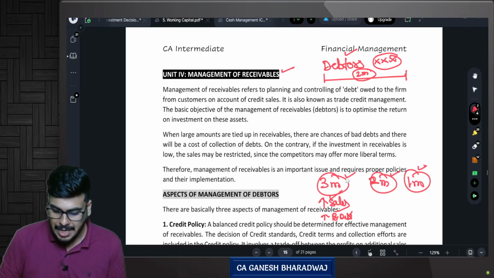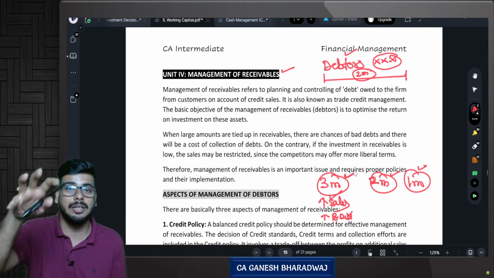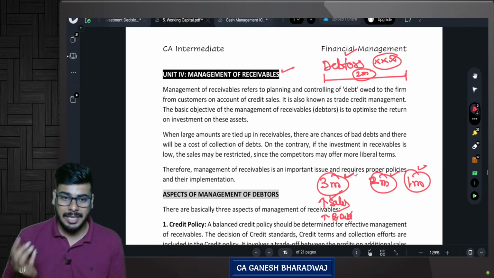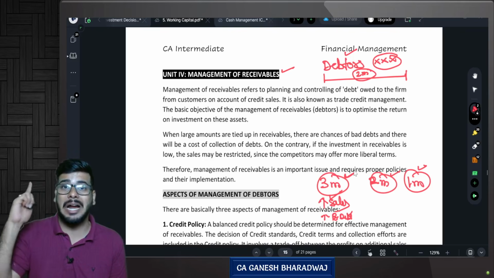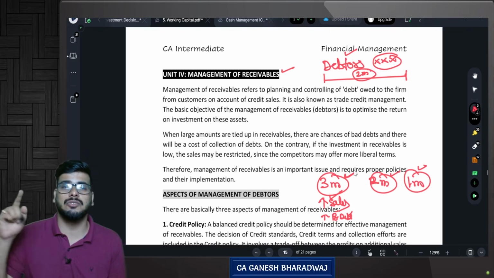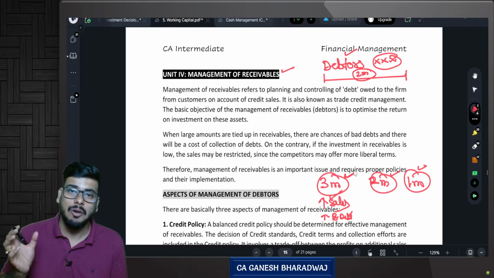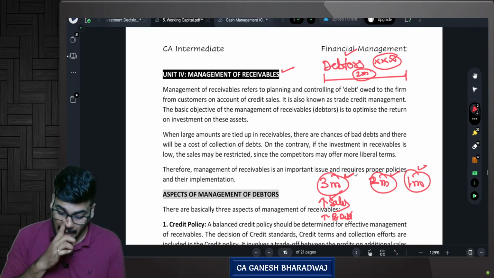So basically, if you increase your credit term to your debtors, the advantage is you can improve your sales, but the disadvantage is the chances of bad debts will be more. Also, there will be a cost associated with the funds that get blocked. The more the credit period, the more the capital that gets blocked under working capital. Are you clear with this?